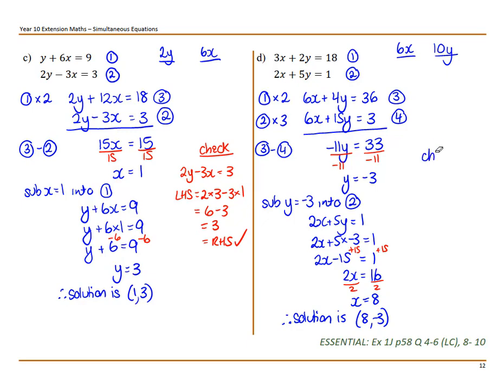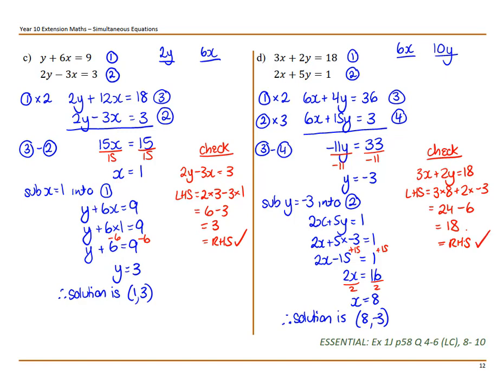Check. I did the second part in equation 2, so I'm going to have to do it in equation 1. So left-hand side is going to be 3 lots of 8 plus 2 lots of negative 3. 3 8s are 24. 2 times negative 3 is a negative 6. 24 take 6 is 18. Which equals the right-hand side, so it is correct.